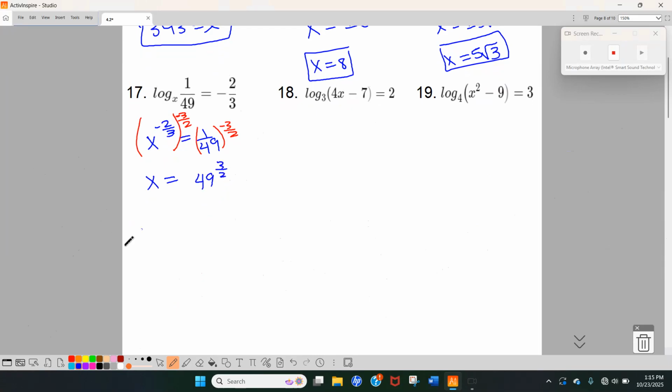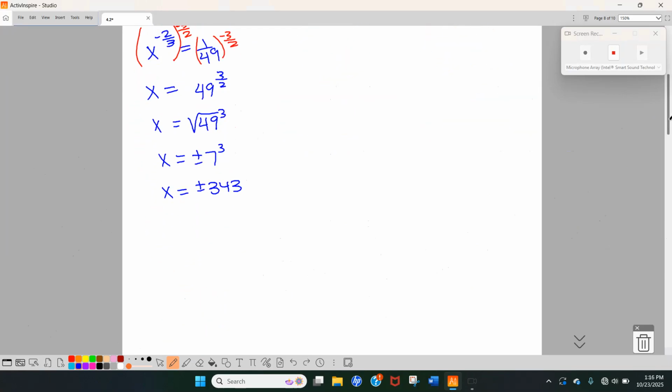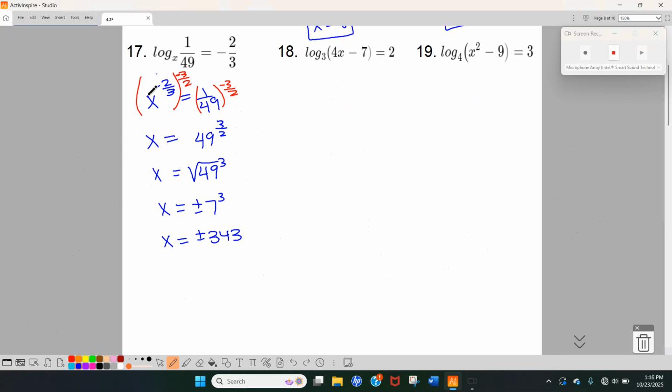And then we're going to remember that for an exponent that's a fraction, the denominator is the root, so this will be the square root of 49, and the numerator is the exponent. So the square root of 49 to the third. The square root of 49 is plus or minus 7. And then to the third, and we just said 7 to the third up there was 343. Is that correct? That was 7 to the third, right? Yeah. All right, so again, your base can't be negative, so we just want 343.